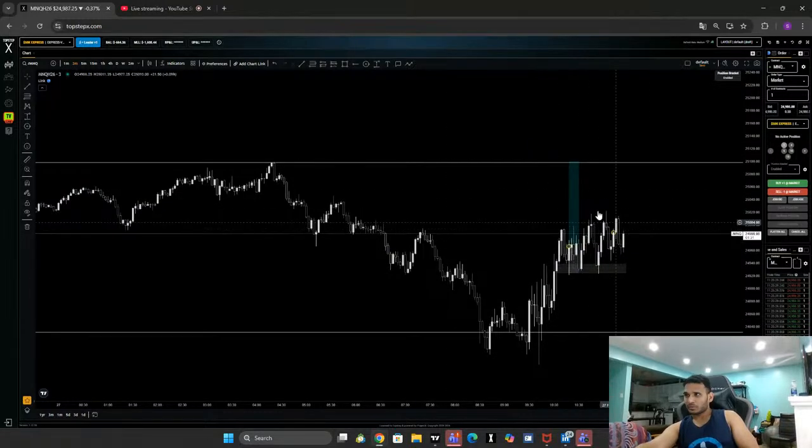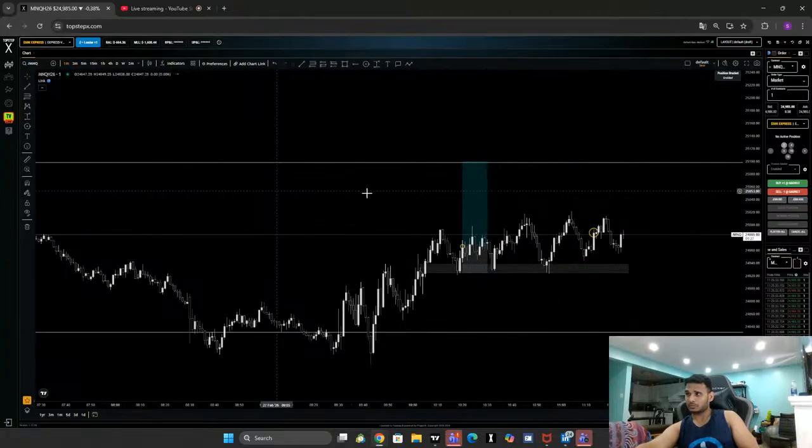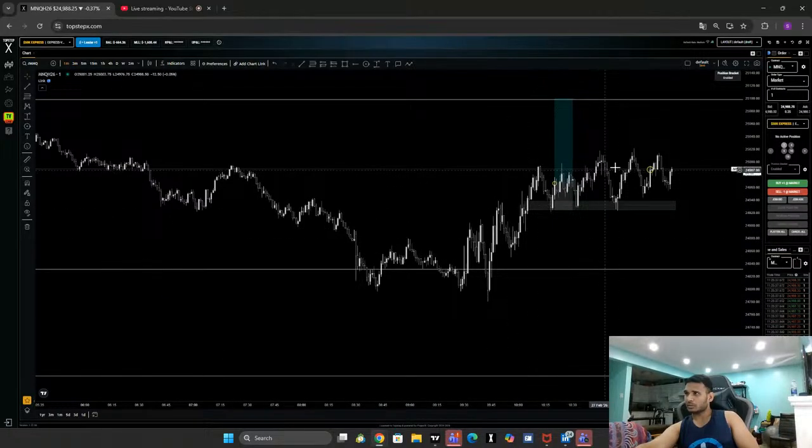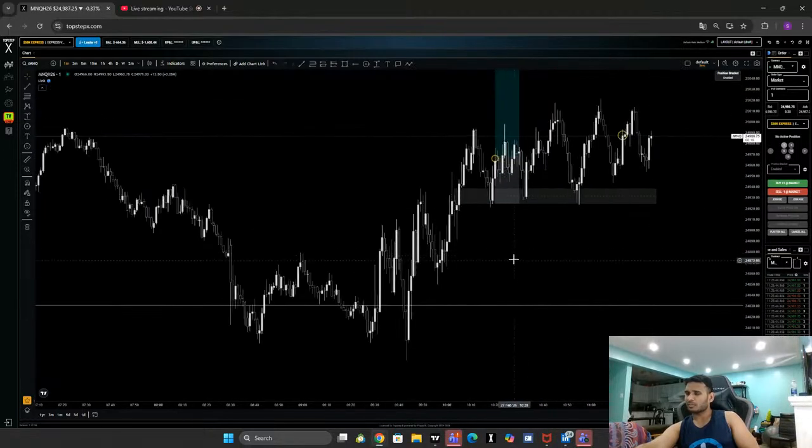Here you don't need to participate because you don't know how long it's going to consolidate like this, or what is going to happen next. After this move, it just consolidates. Boom, boom, boom, boom, boom. The idea is to get further.